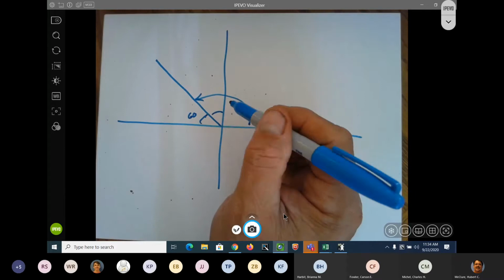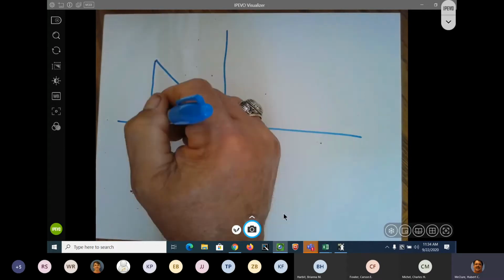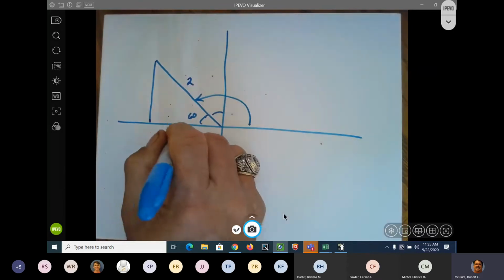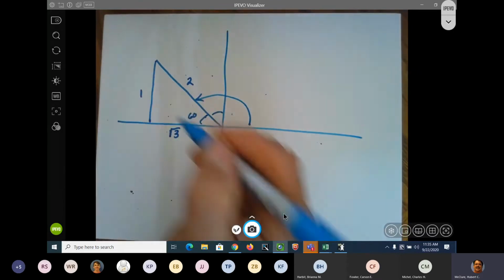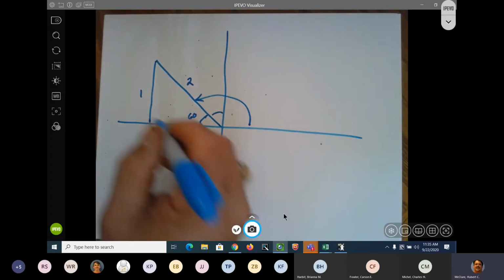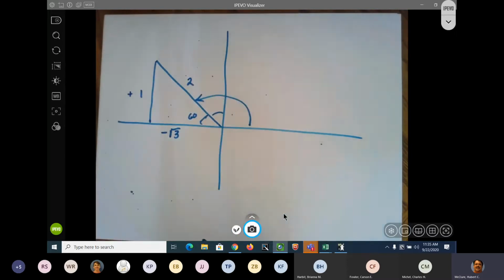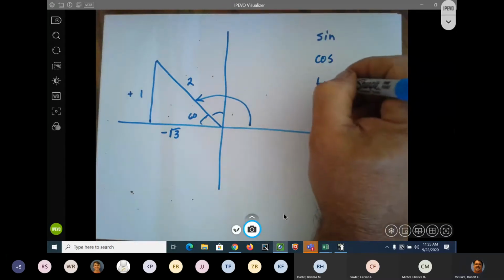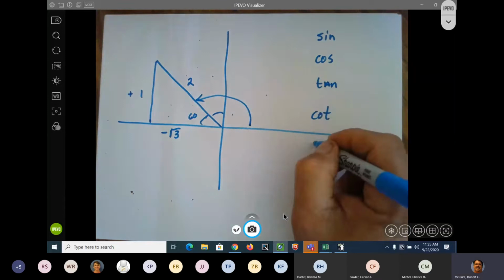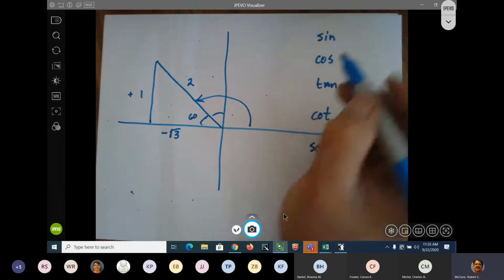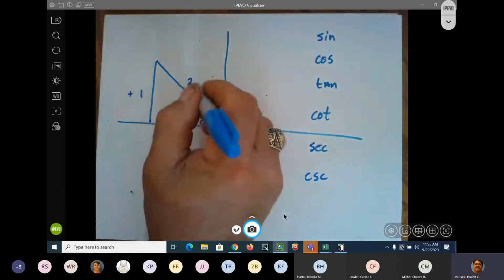So we got a 60 degrees, which means this is 2, this is the square root of 3, and this is 1. Now the x here is going to be negative. The y is going to be positive, and the 2 is always positive. So let's go with sine, cosine, tan, cotan, secant, and cosecant. Oscar had.